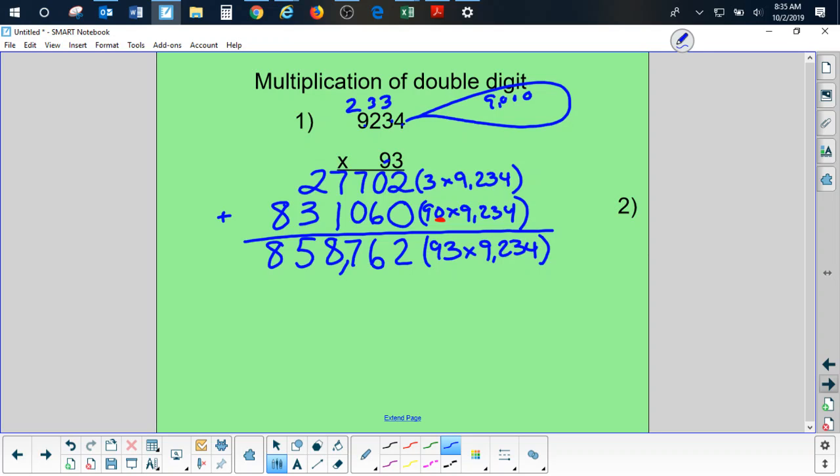If we were estimating for this one, we would estimate 9,000 times 90. So I have 1, 2, 3, 4 zeros. So I need 4 zeros in my answer. And then 9 times 9 is 81. So our answer, when we're estimating, should be close to 810,000. Our actual answer is fairly close to that.